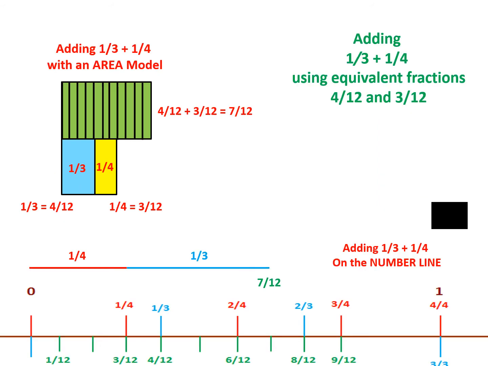And of course, we can always go back to the area models. In this slide, I'm adding only 1/3 and 1/4 in an area model. 1/3, of course, is the equivalent fraction of 4/12, and 1/4 is the equivalent fraction of 3/12. And you can see that we can add 1/3 and 1/4 in an area model. The number line model is at the bottom of the slide.